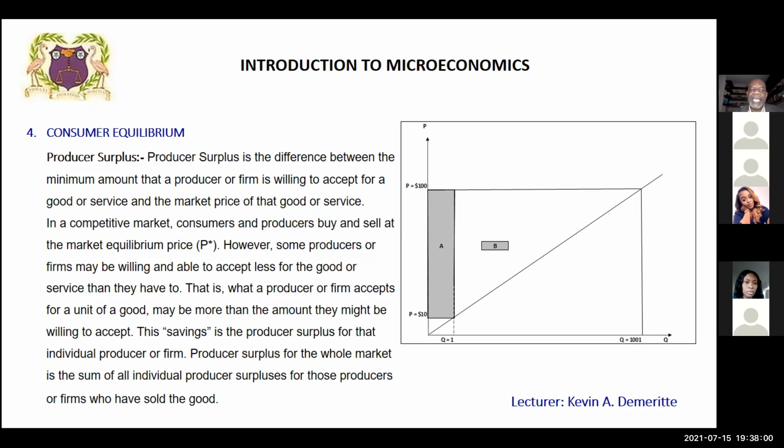So the producer surplus is the difference between the minimum amount that the firm is willing to accept for a good or service and the market price of that good or service. Right? Some producers or firms may be willing and able to accept less for the good or service than they actually have to. Right? That is, what a producer or firm accepts for a unit or good may be more than the amount that they may be willing to accept. So that's what they say.